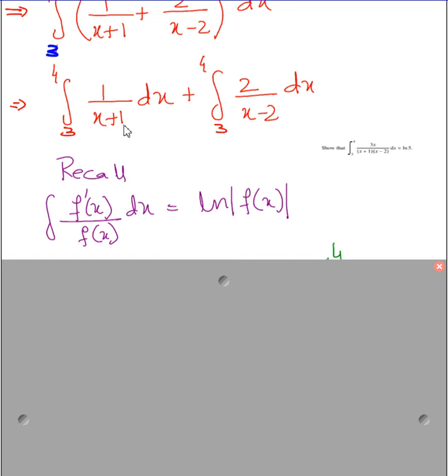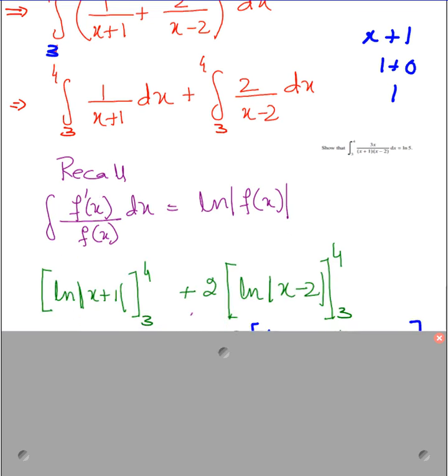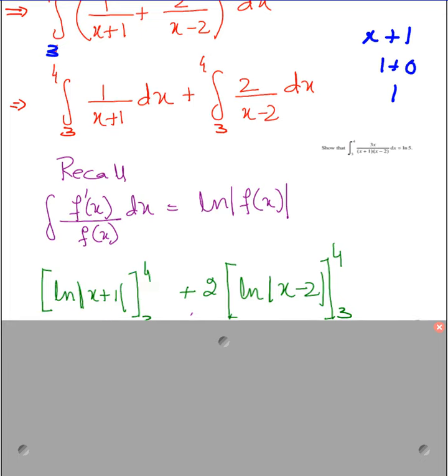So if I differentiate x plus 1, what will my answer be? If I differentiate x plus 1, my answer will be 1 plus 0, which is 1. 1 is present in the numerator. It means this side will become ln of x plus 1, right? I'll just explain this side in a minute. And I'm applying the limit 3 to 4, right? ln of x plus 1, limit 3 to 4.